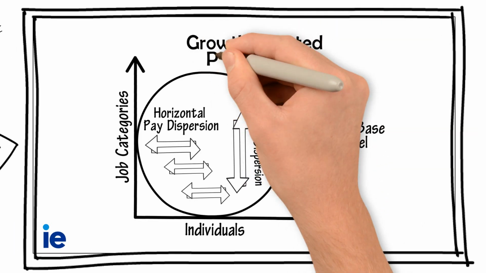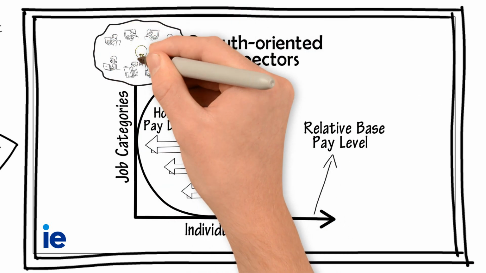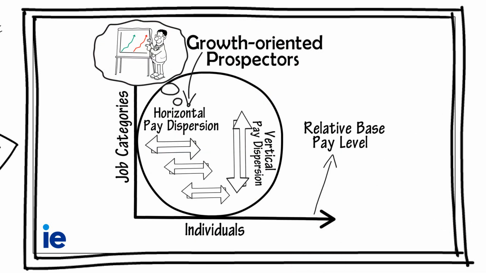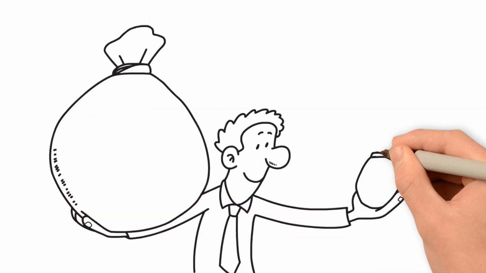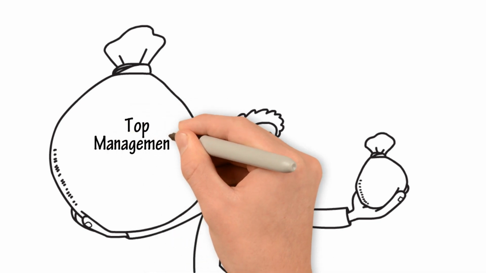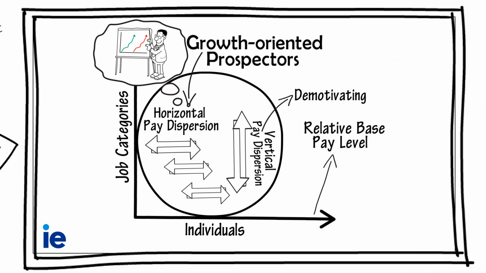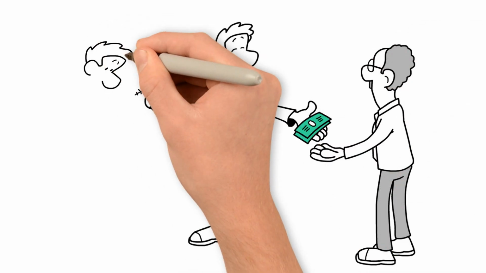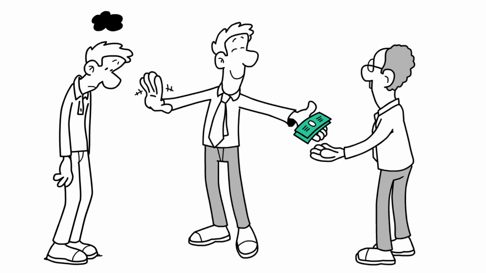Growth-oriented prospectors, on the other hand, benefit from horizontal pay dispersion, as individuals at all levels of the organization need to be innovative and responsive to external growth opportunities. Our results suggest that prospectors, however, need to take care not to overpay their top management relative to employees. Vertical pay dispersion could be demotivating in a growth-oriented firm, because innovators at low levels, despite their innovative efforts, would see higher-level management expropriate most of the gains through their high overall compensation.